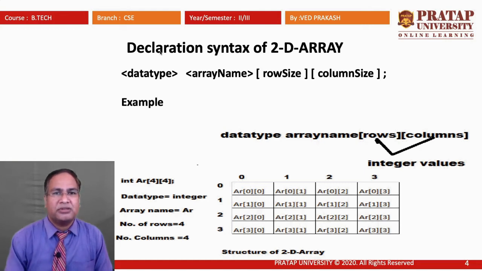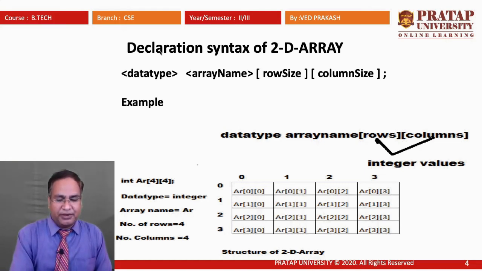Now, the declaration syntax of a two-dimensional array. First we define the two-dimensional array. We use the data type, then the array name, and two subscripts. The first subscript is used for the row size and the second is used for the column size. The row size and column size always have an integer value. For example, we declare an array int AR with rows 4 and columns 4.